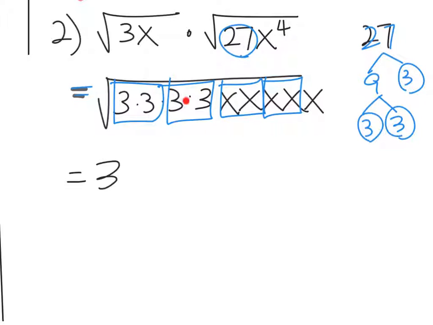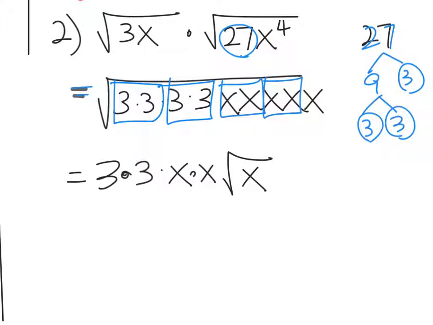And then this 3 also came out, so I'm going to write another 3, right? And then what else came out? This x came out, so I'm going to write the x. And then this x came out, so I'm going to write another x. But this x right here is kind of stuck right now, isn't it? So we're just going to have to put that inside the square root. Okay? So now let's multiply.